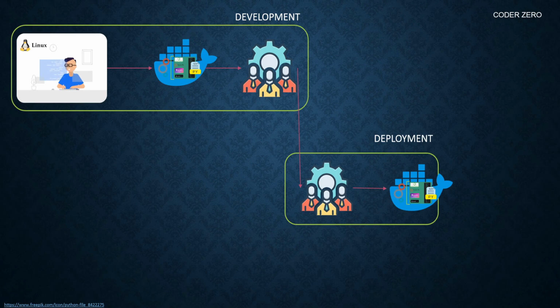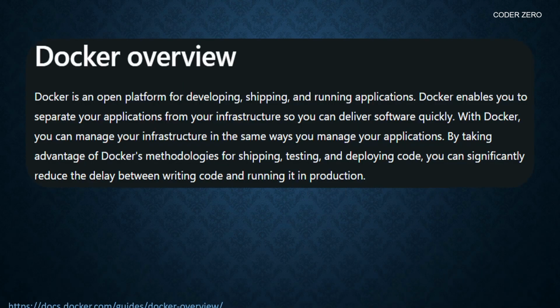So Docker helped us solve all these critical issues. Now, if we talk about the definition of Docker, Docker is an open platform for developing, shipping, and running applications. Docker enables you to separate your applications from your infrastructure so that you can deliver software quickly. With Docker, you can manage your infrastructure in the same ways you can manage your application.